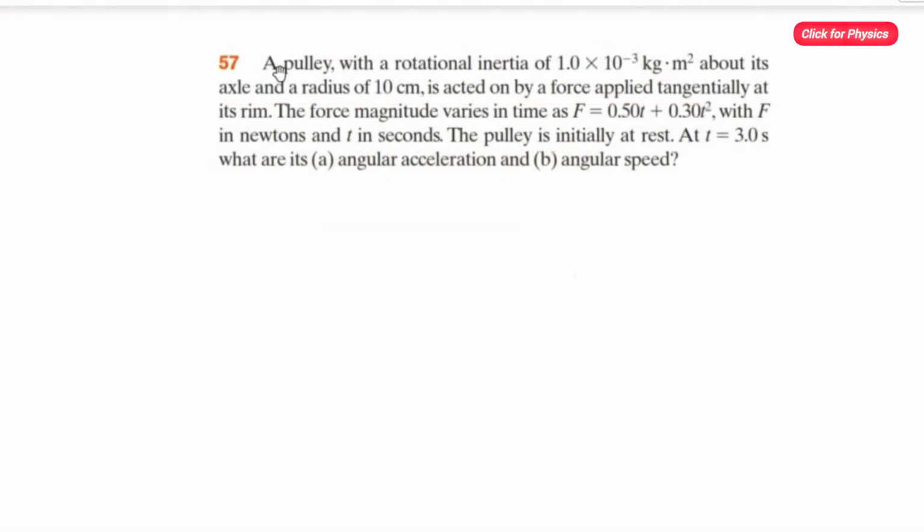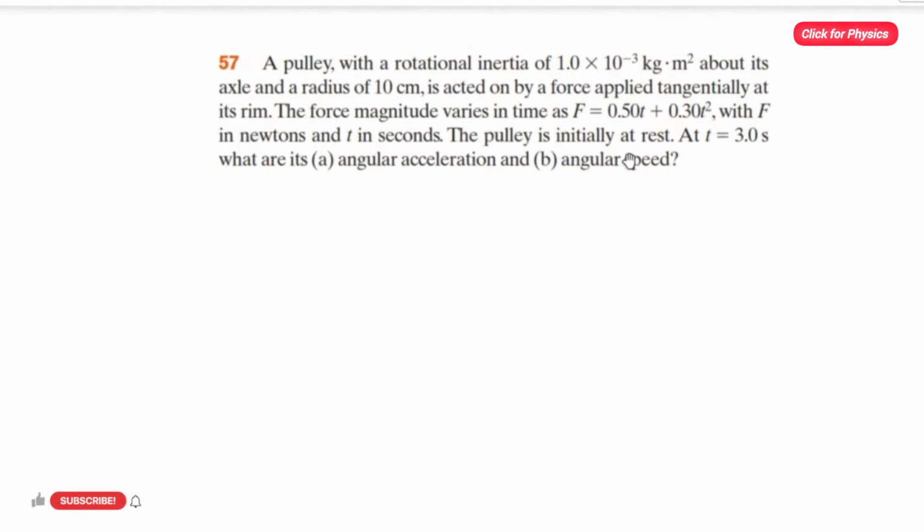Number 57. A pulley with a rotational inertia of 1 × 10^-3 kg·m² about its axle and a radius of 10 cm is acted on by a force applied tangentially at its rim. The force magnitude varies in time as F = 0.5t + 0.3t², with F in newtons and t in seconds.